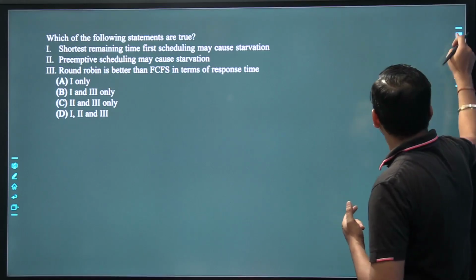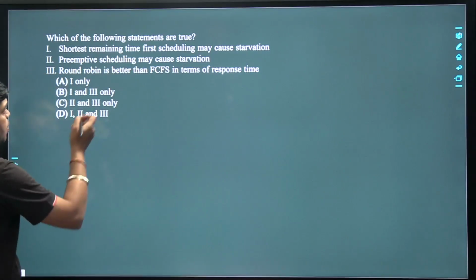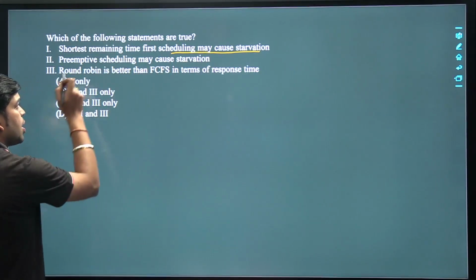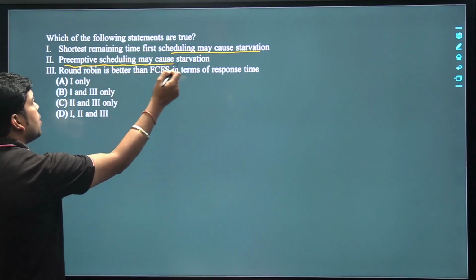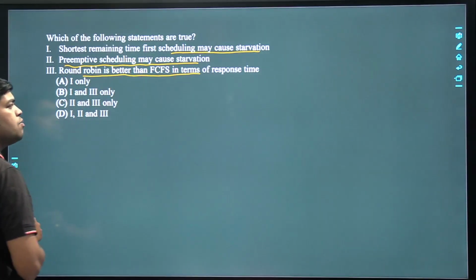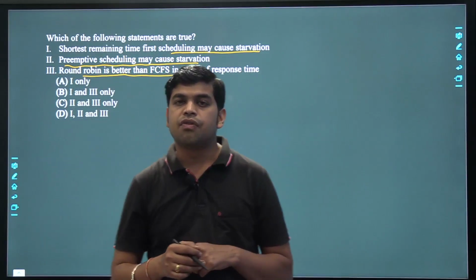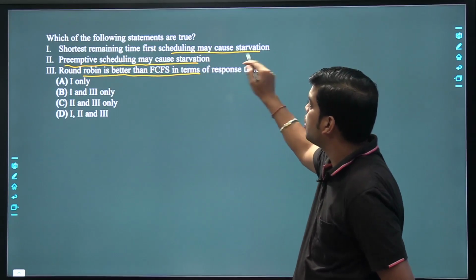Now the next question: which of the following statements are true? The first, shortest remaining time first scheduling may cause starvation. Second, preemptive scheduling may cause starvation. Third, round robin is better than FCFS in terms of response time. So just understand the logic here. The first statement: shortest remaining time first scheduling may cause starvation.